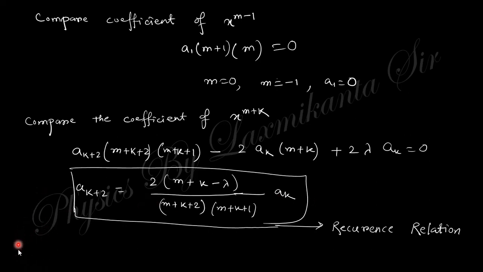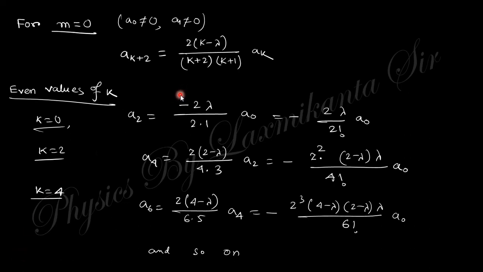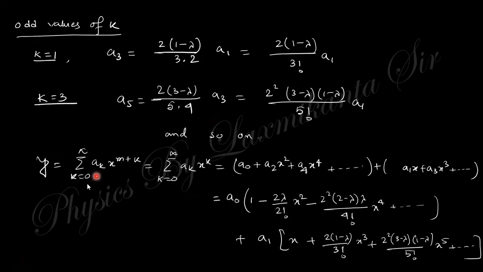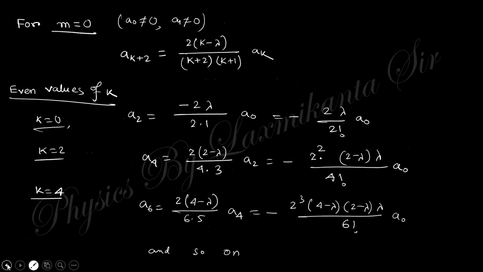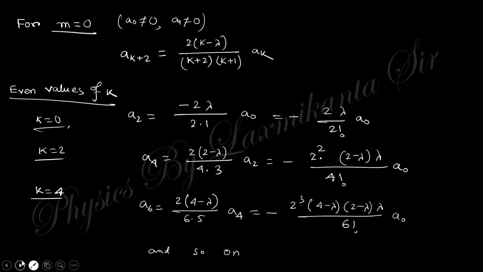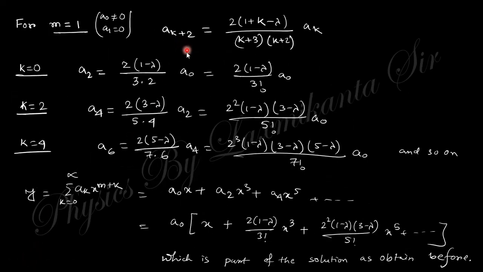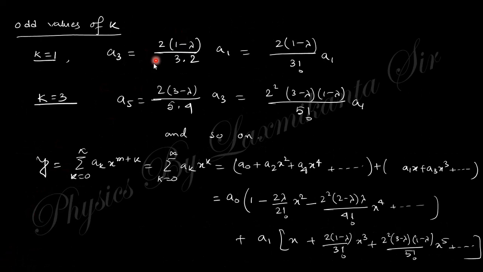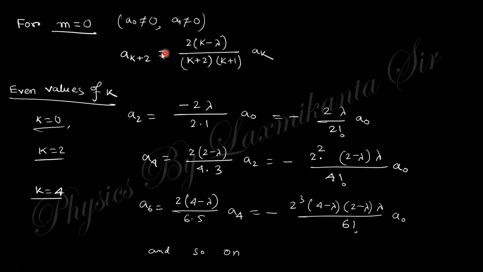Now put this value m equals to 0, because we get m equals to 0 and m equals to 1. If we put m equals to 0, a0 not equal to 0, a1 not equal to 0. Either 0 or not, no problem, but at m equals to 0, we can take a1 not equal to 0, no problem. So when m equals to 0, the recurrence relation will become like that.